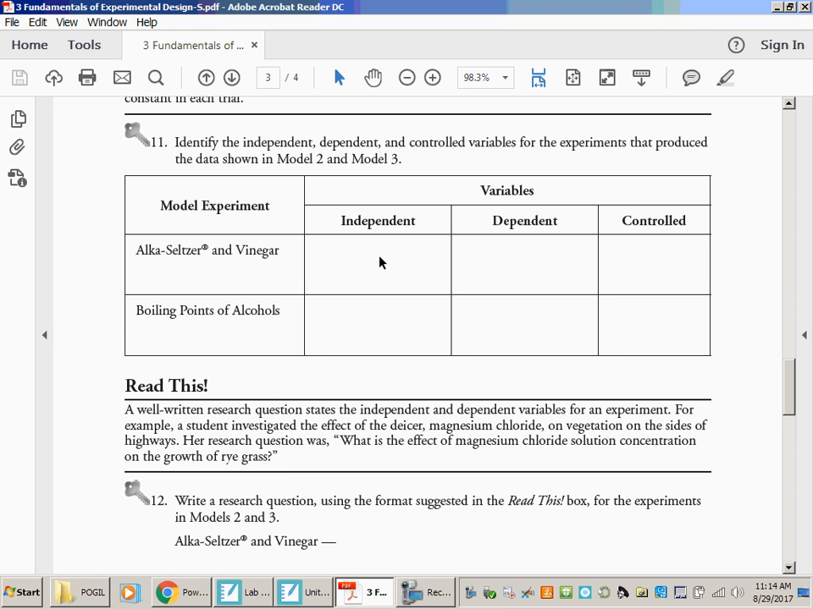No, we're on the second one. Boiling point. Okay, so we saw a change in boiling point. And then what were the constants in that, Zane? Volume of alcohol and room pressure. Good, so volume of the alcohol and room pressure.